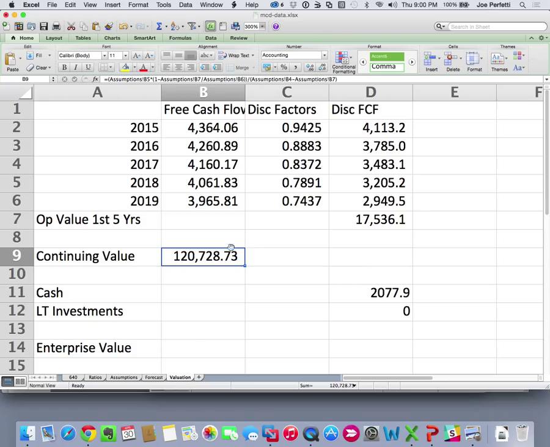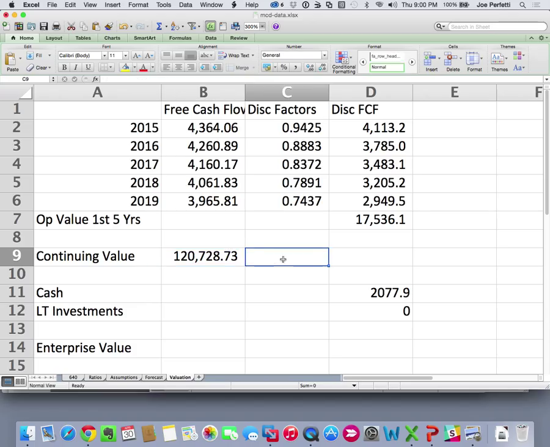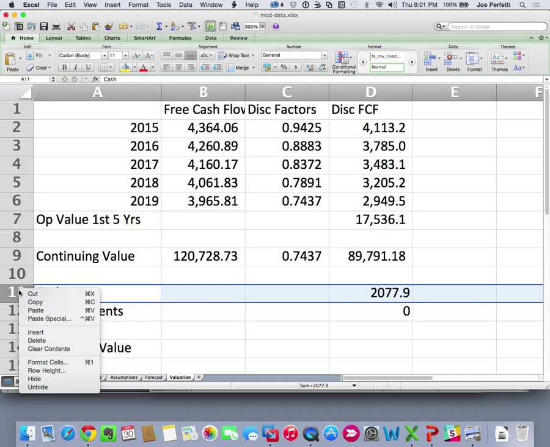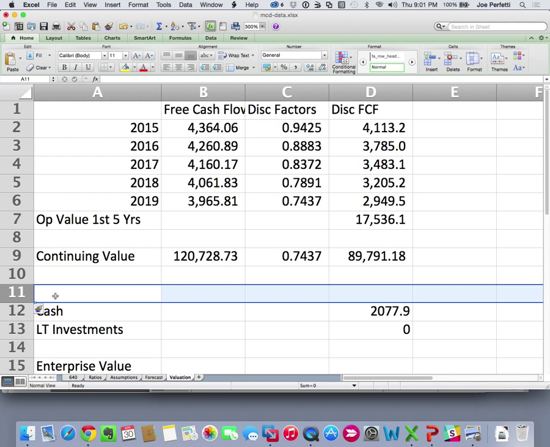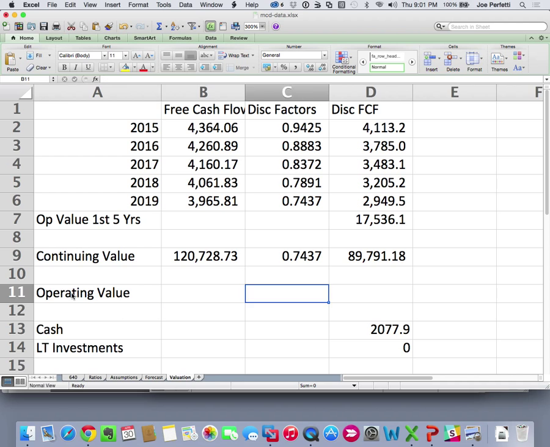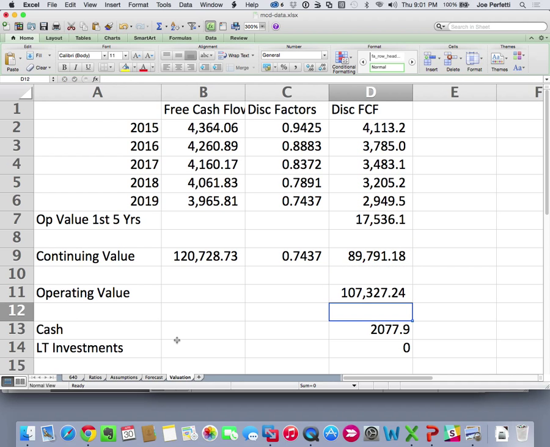But the problem is that's a value as of the beginning of 2020, which means I've got to present value that. So I use the same discount factor just like you did in the case study. So I take that times that, right? And then this gets me one more cell here. Let's get some separation. Operating value for McDonald's, which is the first 5 years plus that perpetuity value, about 107 billion.